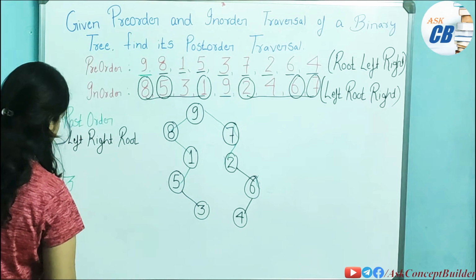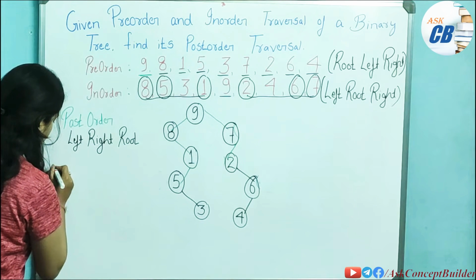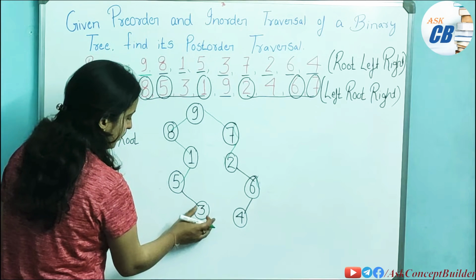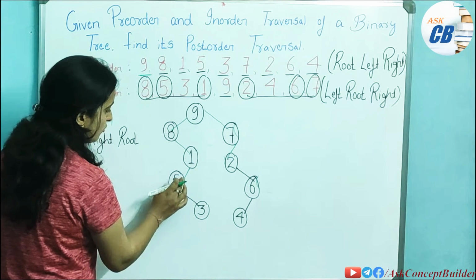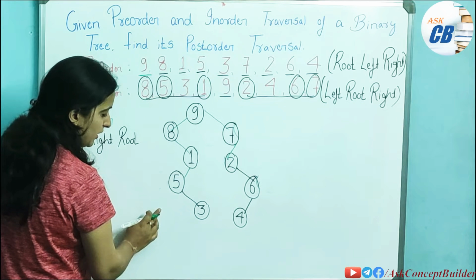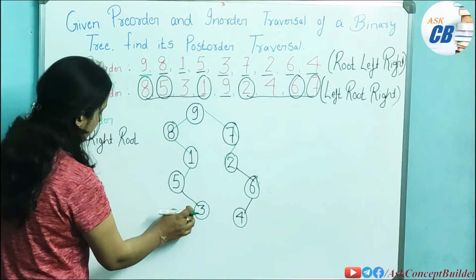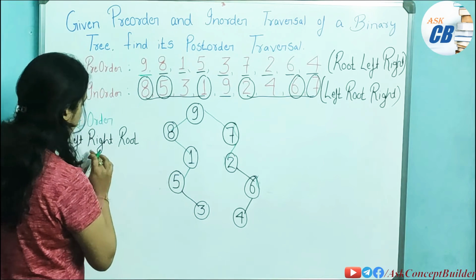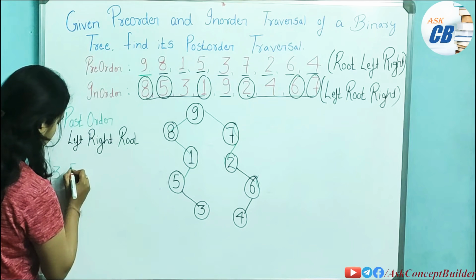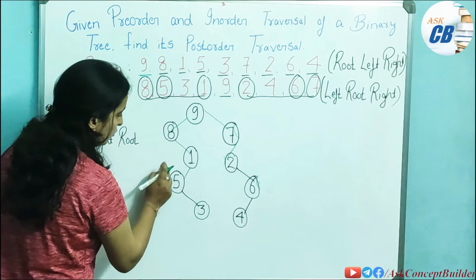Okay, now 3 we have written, we will move here. For this root node, first your left was not having any child, the right part you have written, now you will write the root node: left, right and root. So now you will write your root node and that is your 5. Fine, again you will move back.